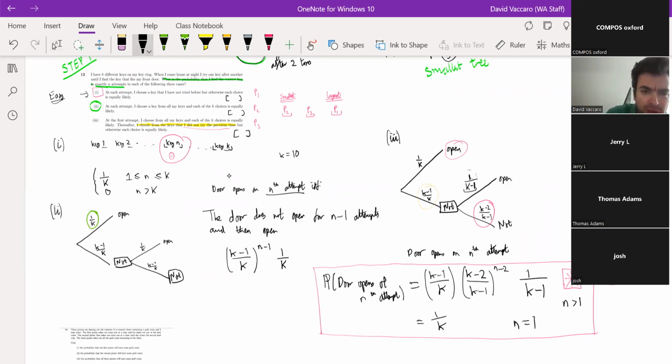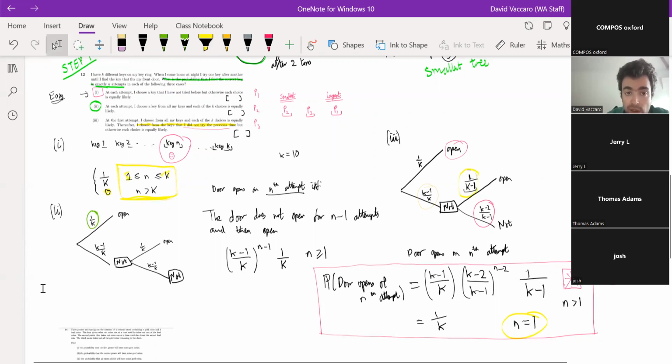Okay, so as I say, this is just a little bit of professionalism. In the first part, I think you would have been docked marks if you didn't say that n had to live between 1 and k. And I think it's good practice to say that it's 0 otherwise. In the second part, there's no special cases. In the third part, there is this special case of n equals 1, where you never reach the point where you're restricting for a key that you haven't used before.